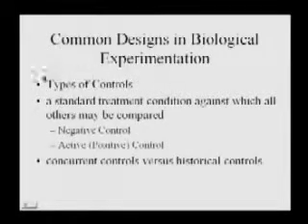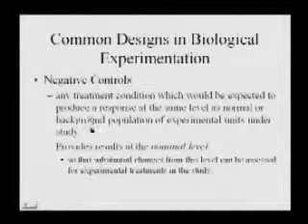So the types of controls that can be used are a standard treatment condition against which all the others may be compared. So, for example, a negative control or an active control, a positive control. And I'll show an example of this in a moment. So the concurrent controls would be used versus some type of historical control. So it would be included in the actual experimental design, and it must be justified to include it or to exclude it. So negative controls are considered first.